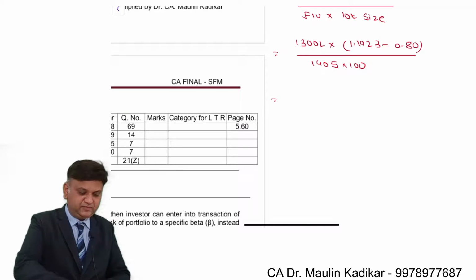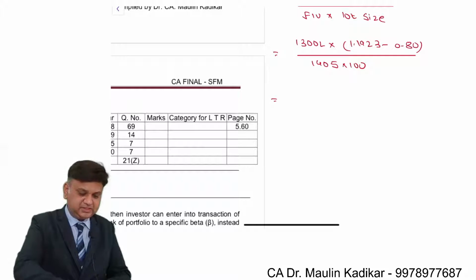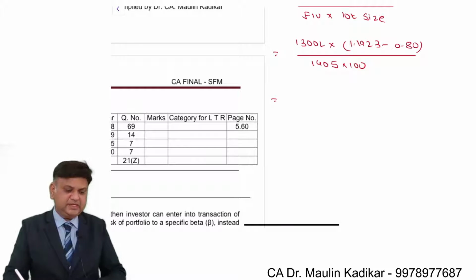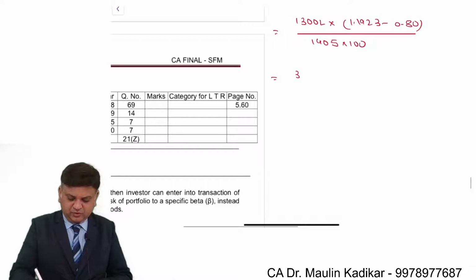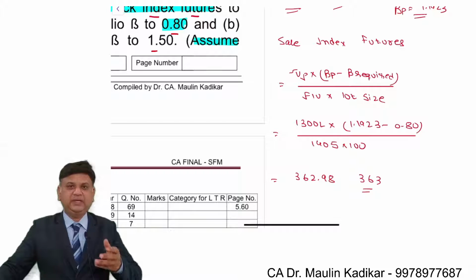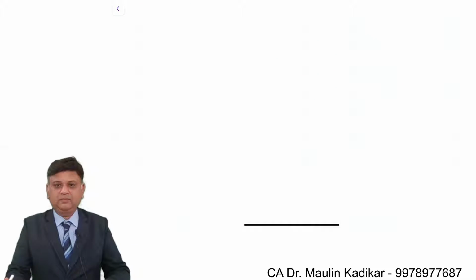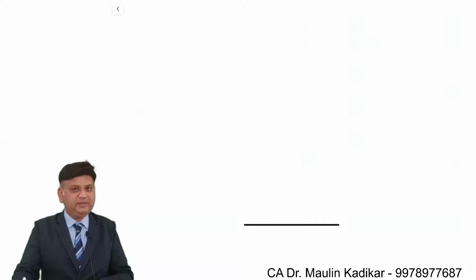तो यूज अ कैलकुलेटर, 1.1923 minus 0.8, 0.3923 into 1300 lakhs divided by 1405 divided by 100. That comes to 362.98. बट ऑफकोर्स हम लोग फ्रैक्शन नंबर ऑफ कॉन्ट्रैक्ट में एंटर नहीं कर सकते, नहीं तो लॉट साइज का कोई मतलब ही नहीं रहेगा. सो विल आंसर दैट से 363 कॉन्ट्रैक्ट्स इतना हम लोग सेल करेंगे. इफ समबडी हैज अ पॉइंट दैट सर मैं 362 लिख सकता हूं, तो हाँ बिल्कुल लिख सकते हो आप, दैट इज ऑल्सो एक्सेप्टेबल. तो फर्स्ट ऑफ ऑल फ्रेंड्स इतना आंसर हम लिखते हैं, फिर बी पार्ट ऑफ द क्वेश्चन डिस्कस करेंगे.